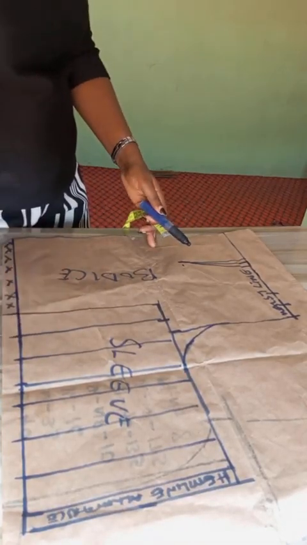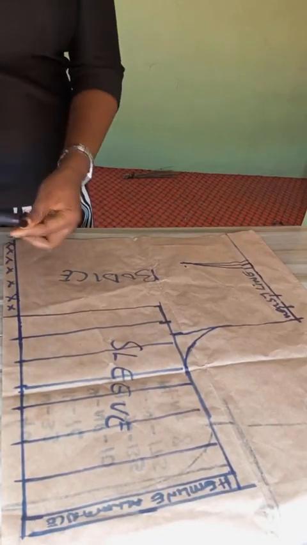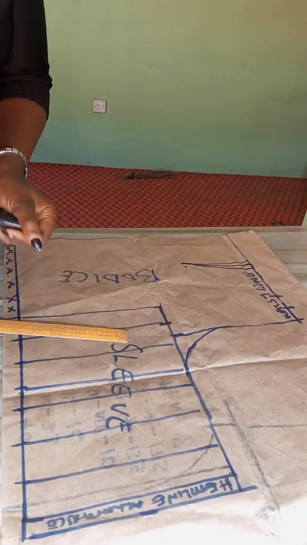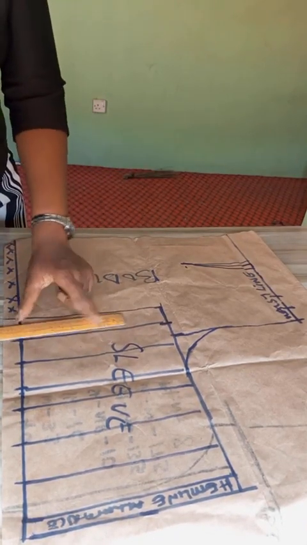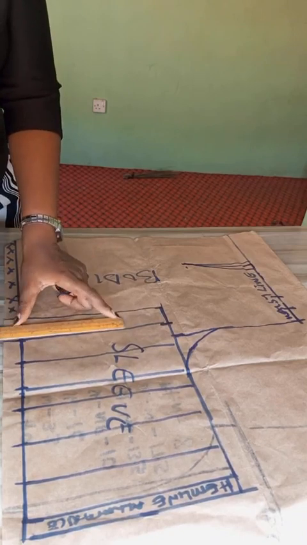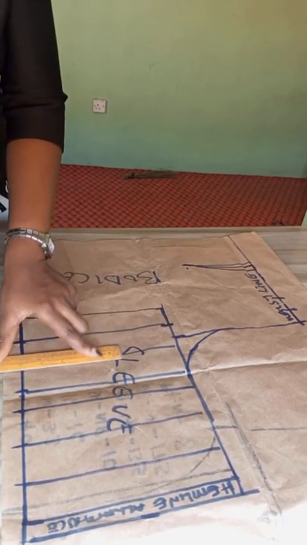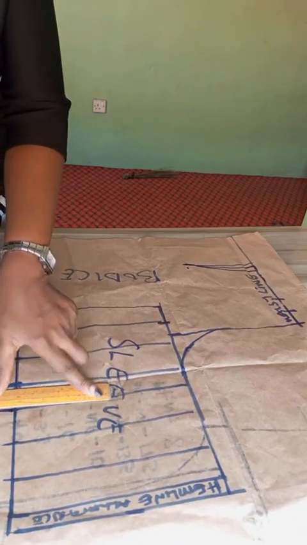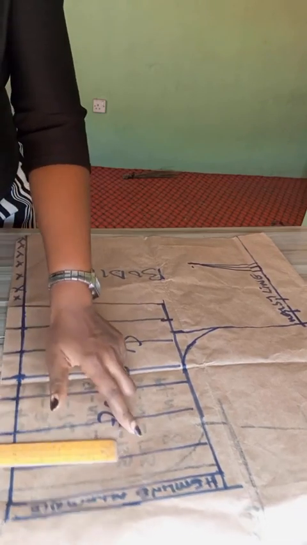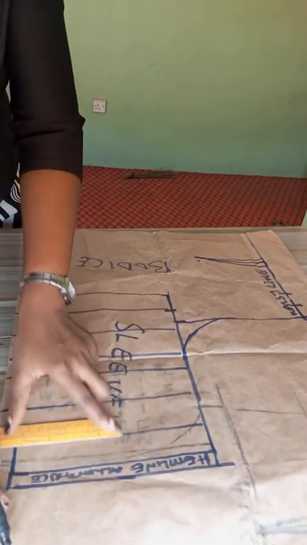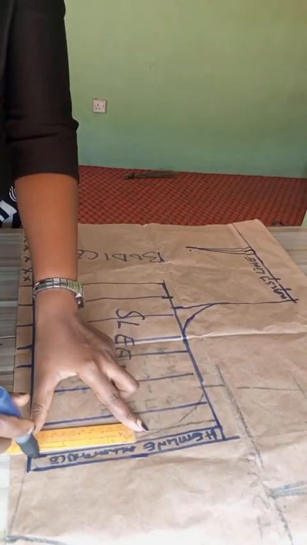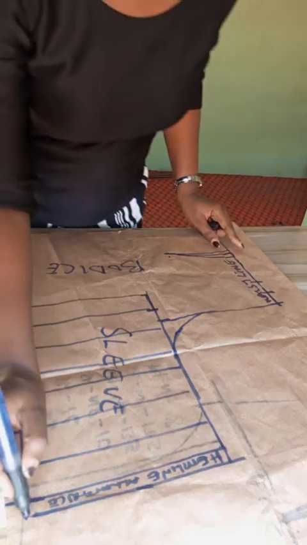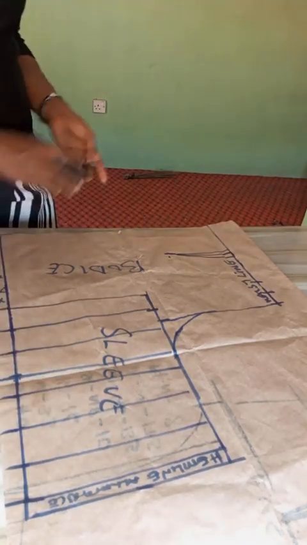So we're going to slash it and spread it. But let me extend that line up, that line at the sleeve. Let me extend it up, because we are going to start from where we left our 3/4 inch allowance. So I've done that. Up to the hemline allowance area, we're going to extend the line outside.